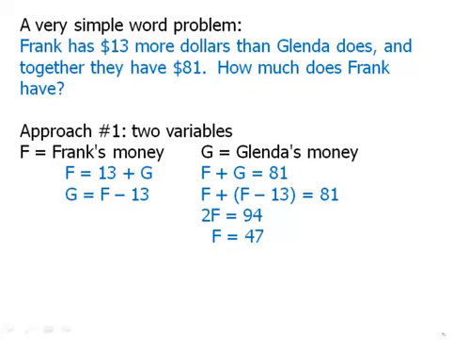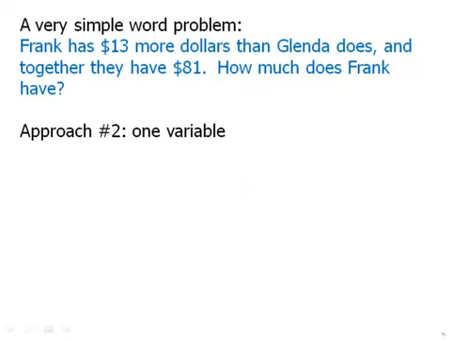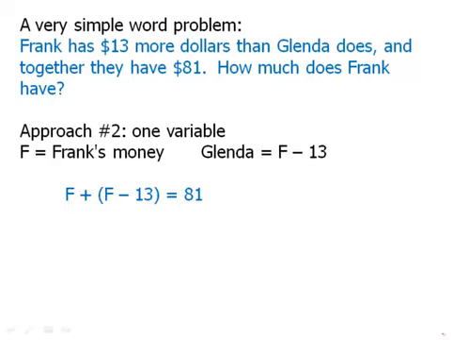Let's think about this again using only one variable. Well, for the one variable, the smart variable would be our target value. Our target value is Frank. So we're going to use F. That's going to be our only variable. Frank has 13 more than Glenda. And so it means that Glenda has 13 less than Frank. So Glenda equals F minus 13. And so I'm going to use F minus 13 for Glenda.